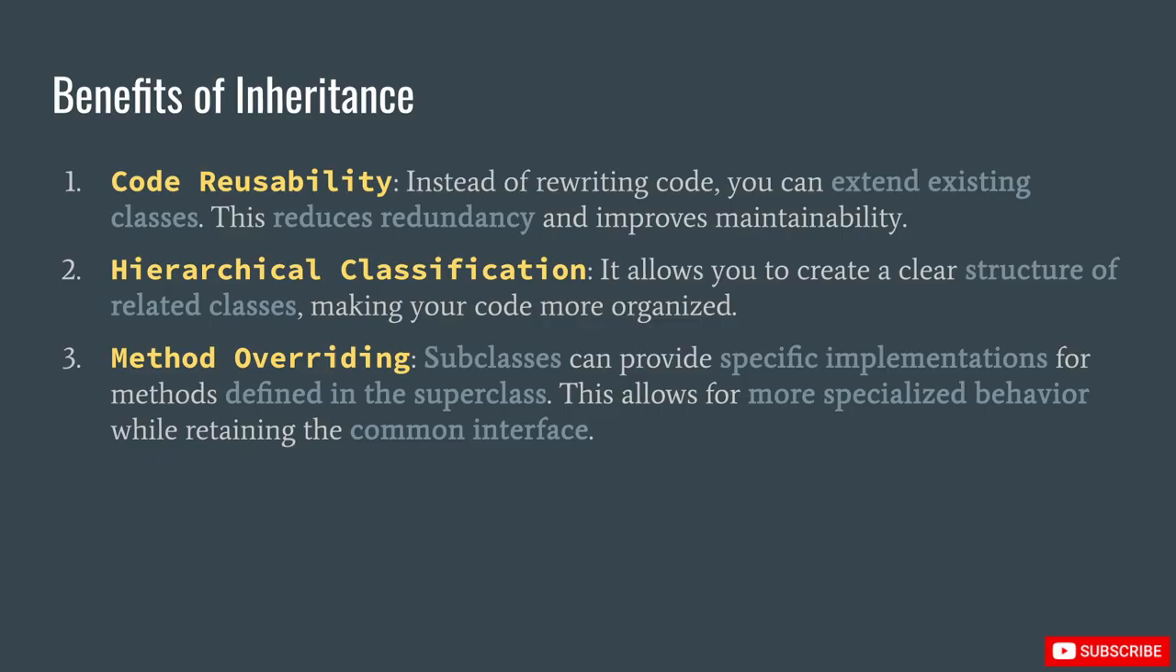Next, hierarchical classification. Inheritance helps us create a clear structure of related classes. This organization makes our code easier to navigate and understand, as it establishes relationships between different classes.